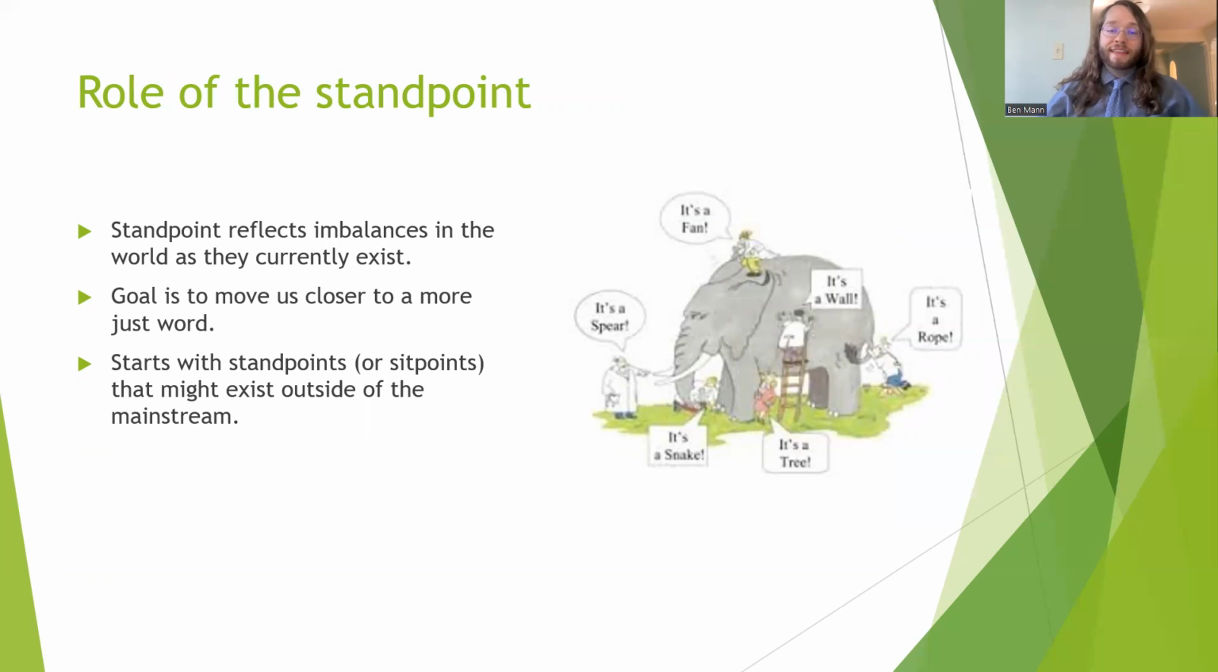And based on the location in the cave that they found themselves in, they either thought that it was a spear, a fan, a snake, a rope, and so on, and they only got part of the overall elephant. So that idea of getting part of the story is this notion of the standpoint. Oftentimes, these standpoints are designed to help us learn and engage in a more just world.